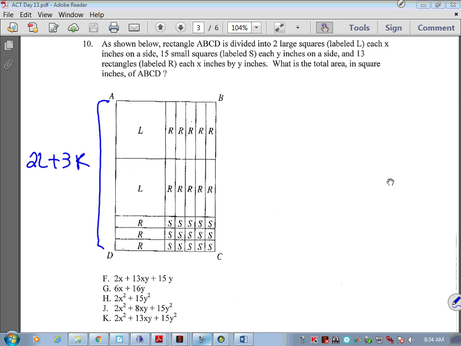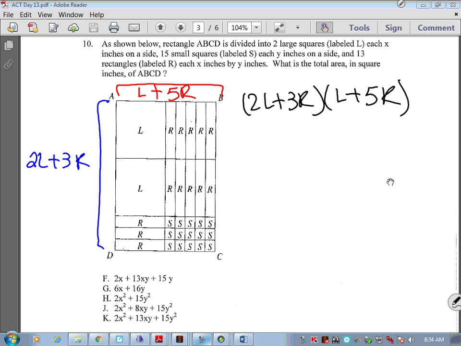And my width is L plus 5R. So if I want to find the area, I'm going to multiply those two things. So 2L plus 3R times L plus 5R and FOIL, right? So 2L times L, 2L squared. Okay, 2L times 5R is 10LR plus 3LR plus 15R squared.